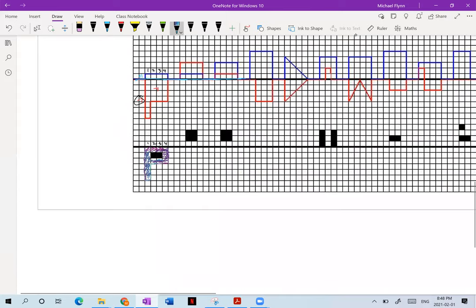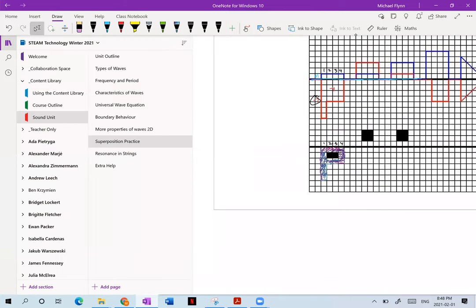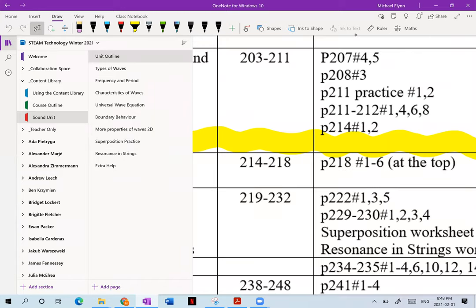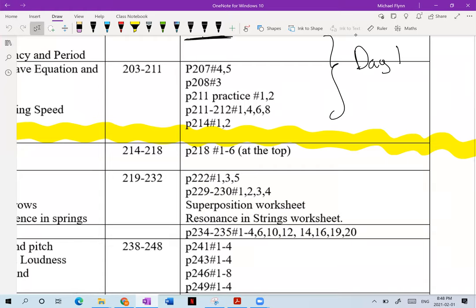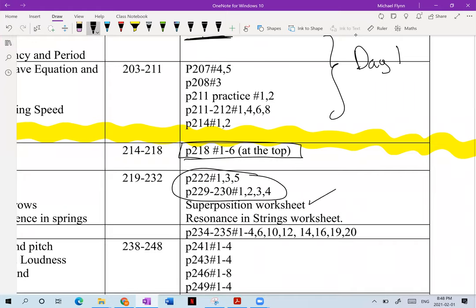Okay. And that's it for that part of the homework. So let me go to the homework outline and let me explain what I'd like you to do here. I would like you to do now at this point for homework, page 218, number 1 through 6. So that's part of it. Also, these two pages here. But do the first worksheet that I just gave you, but not this one.